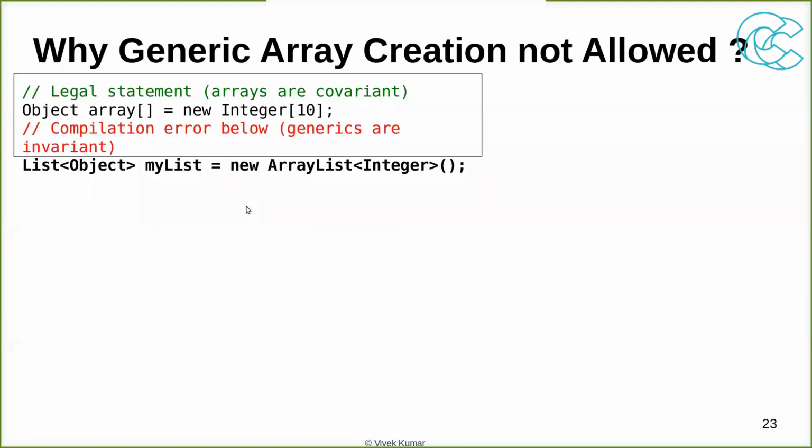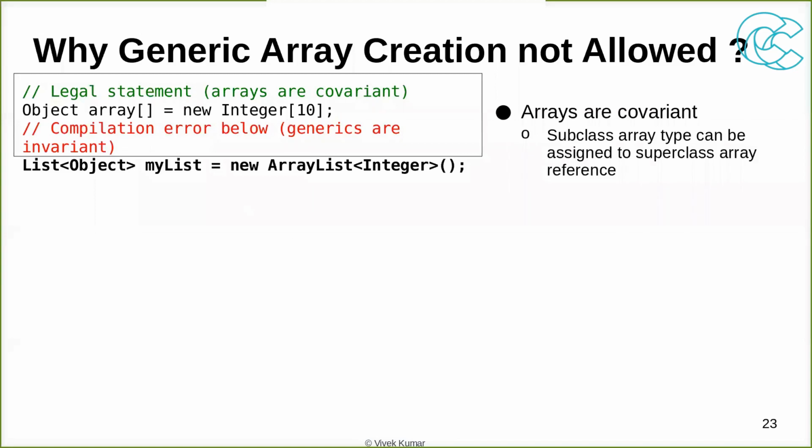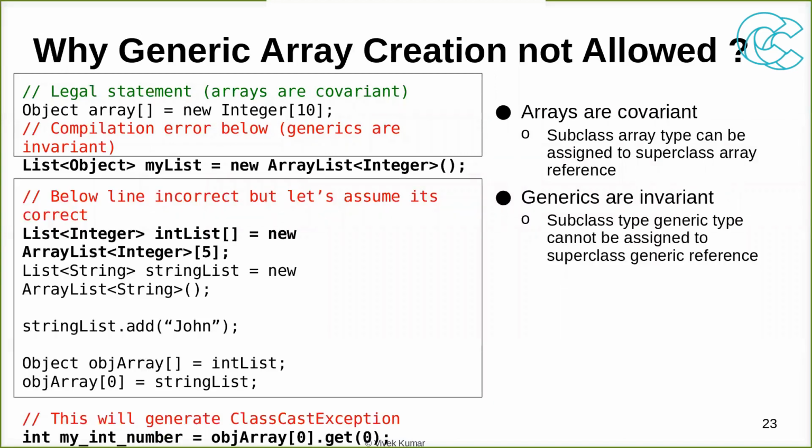Okay, so then we move on to the next one. This is the continuation of the previous one. So why are generic arrays not allowed, right? Okay. So there are two terms here which we discussed in the last class: one is called covariant and the other one is invariant. Do you remember these terms, covariant and invariant?